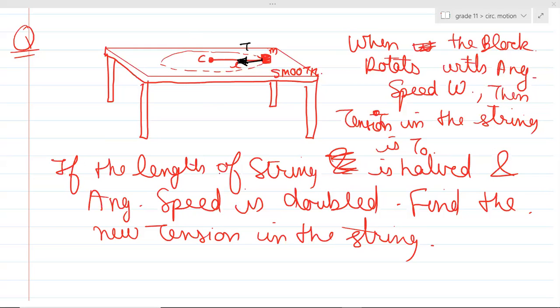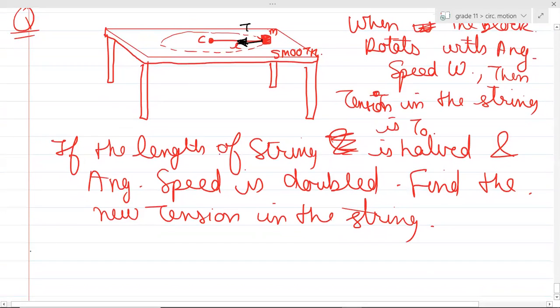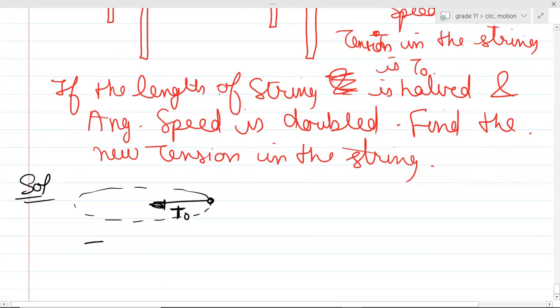See, in the first case, guys, what will be the tension in the first case? The normal reaction will be balanced with mg. That we know. Since it is smooth, there is no friction as well. So now what is the only force which is acting in the radially inward direction? The tension. So basically the tension here is providing the necessary centripetal force. So when the initial tension was T naught, what was the length of the string initially? The length of the string was L. So can I write it as m L omega square?